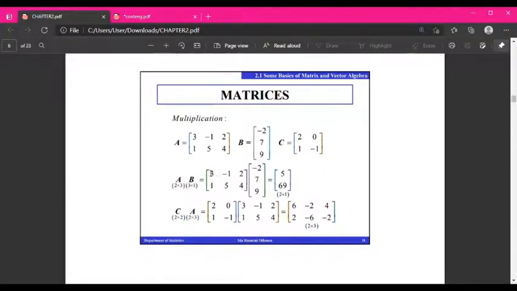Okay. The first one, first row, multiply dengan first column. So, you akan dapat entry 5 dekat sini. Okay. So, the entry must be multiply, then add.